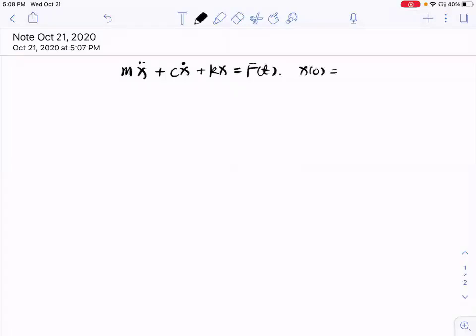And then we have initial condition. We have initial velocity. So up to this point, that's the most common ODEs we've been seeing all the time during this class.